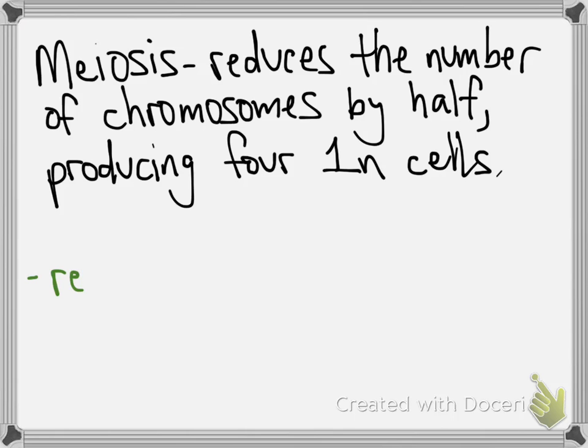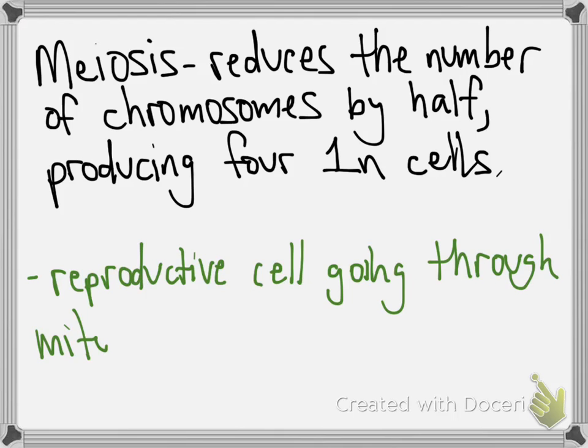All right, and we said if that was a human, it would have 92 chromosomes, and that would not be good. So what actually happens is, reproductive cells basically go through mitosis twice. And we'll take a look at the stages right now.